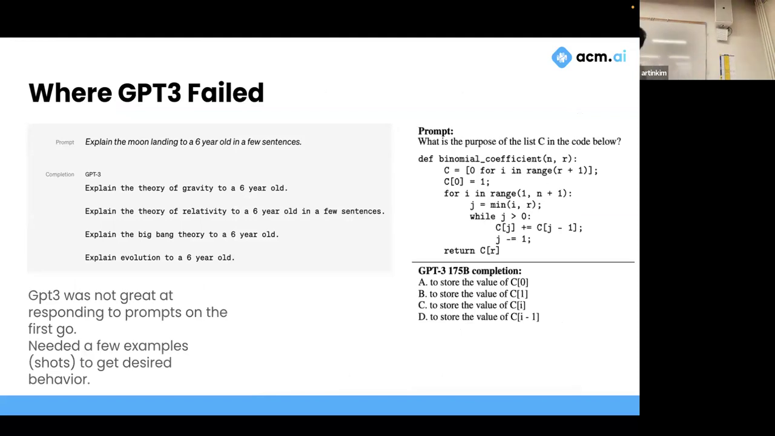Yeah. Another good example is, let's say you ask it, what is the purpose of this code? And you give it a code. It will output an A, B, C, or D. That is not what I wanted. I wanted an answer.